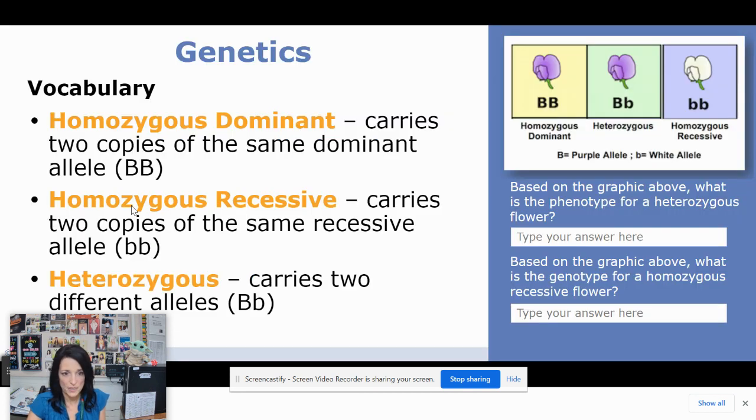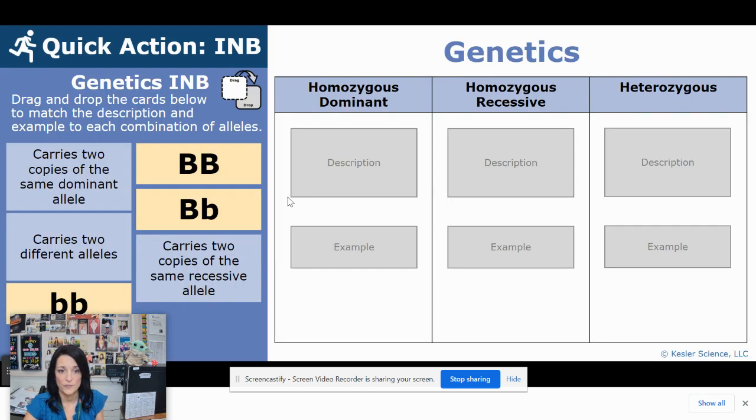Definitions for homozygous dominant, homozygous recessive, and heterozygous. This is repetitive from when we did the Quizlet. Homozygous dominant carries two copies of the same dominant allele, two uppercase letters. Homozygous recessive carries two copies of the same recessive allele, lowercase, and heterozygous is the uppercase and the lowercase. And you can go ahead and answer these two questions using this chart above and the definitions to the left.